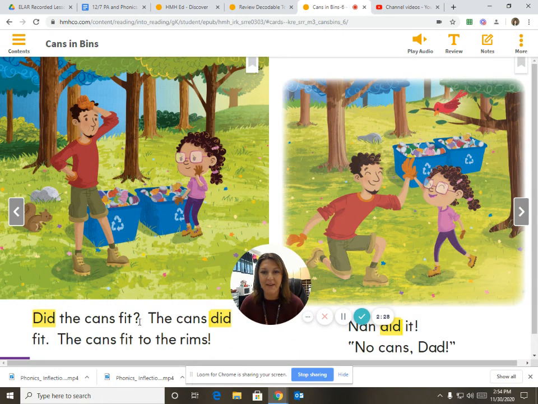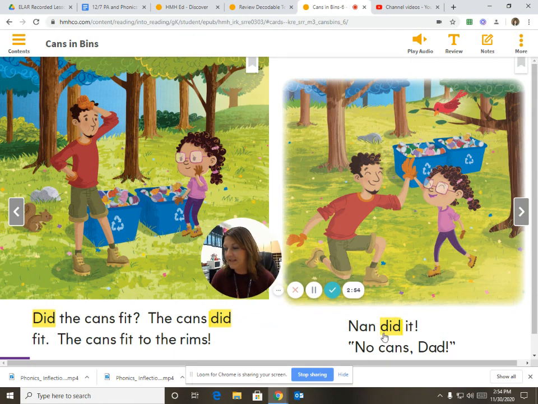Did the cans fit? The cans did fit. The cans fit to the rims. That means all the way up to the top they filled them. Let's read it again. Ready? Did the cans fit? The cans did fit. The cans fit to the rims.